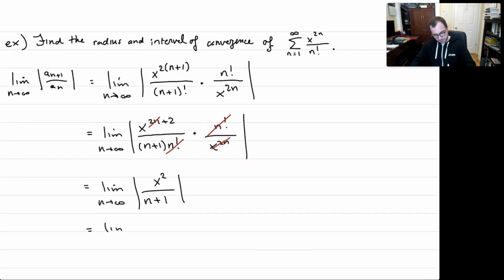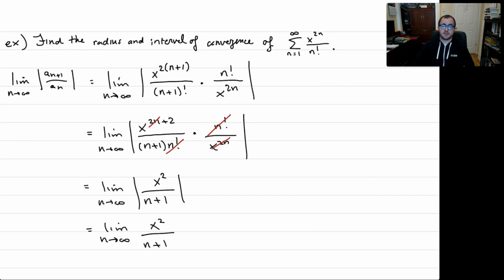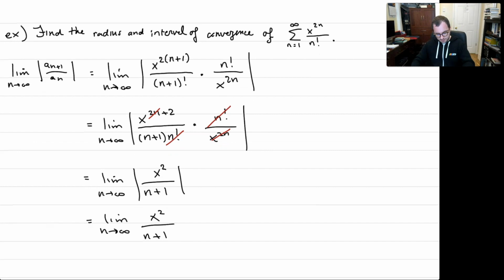Which is equal to the limit as n goes to infinity of x squared over n plus 1. Since x squared will always be non-negative, and n plus 1 will also always be positive, because n is a positive number. Well, since x squared is being held constant and the denominator is getting infinitely large, this limit is 0, which is less than 1.